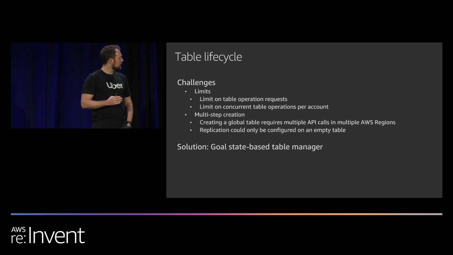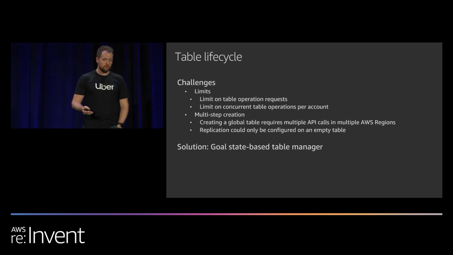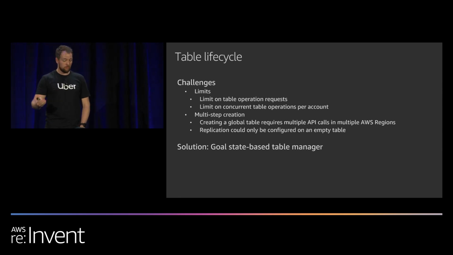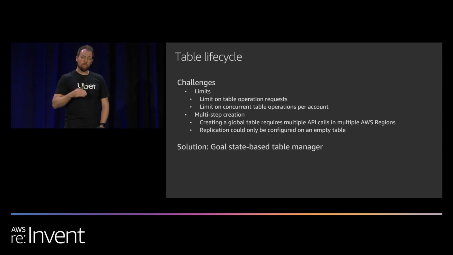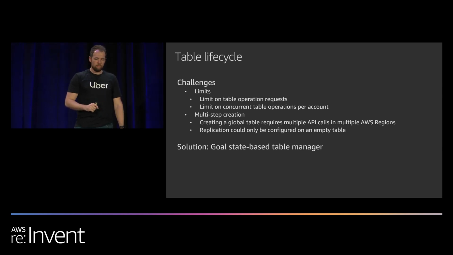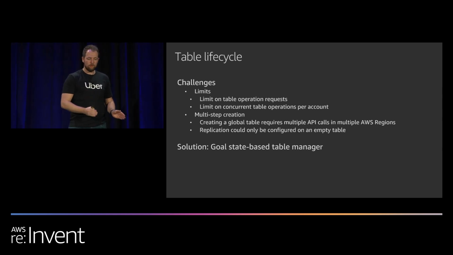One of them is that there's a limit on how many table API requests you can do, for example describe table, create table, and so on. There's a limit of how many requests of them you can do per second. There's also a limit of how many concurrent table operations you can have ongoing at any given time per account. Meaning that if I create a table, it kicks off a background task that creates partitions, sets everything up, and completes at some point. And there's a limit to how many of these you can actually have.